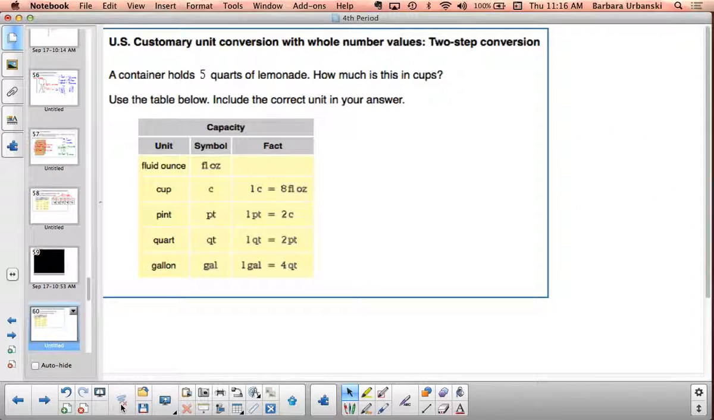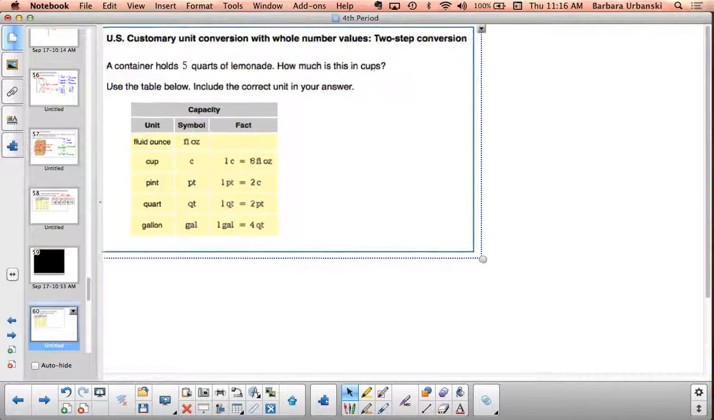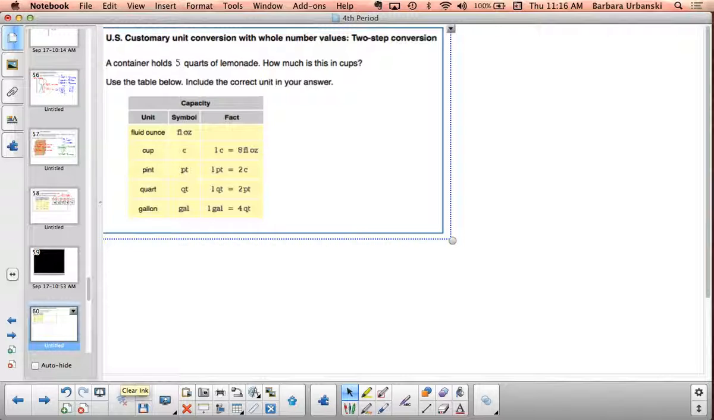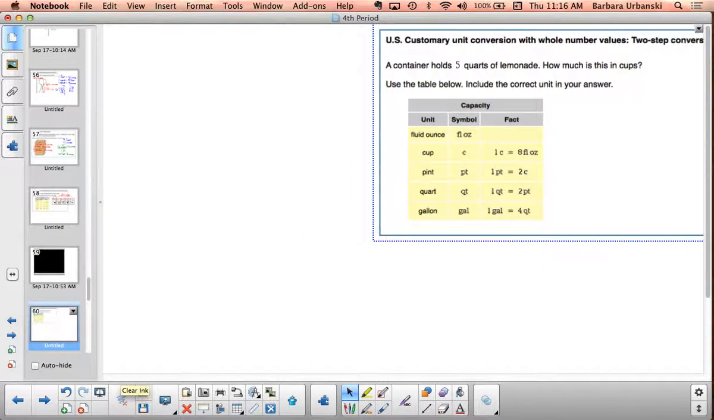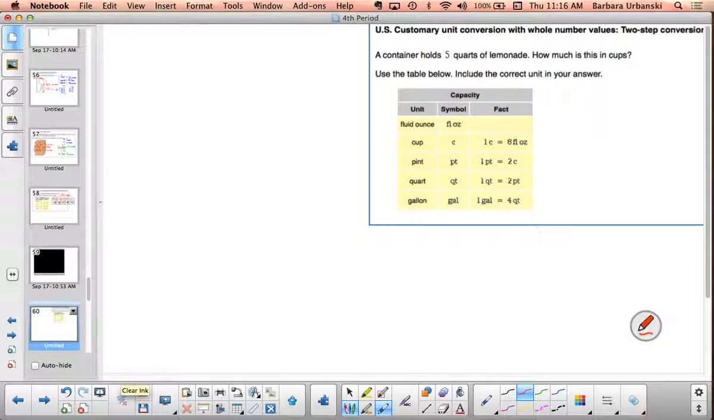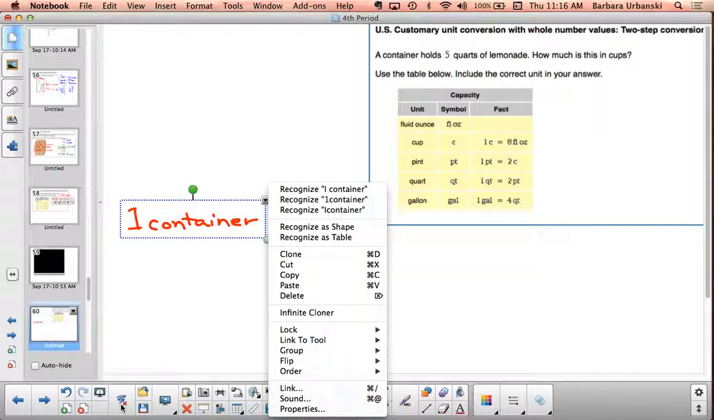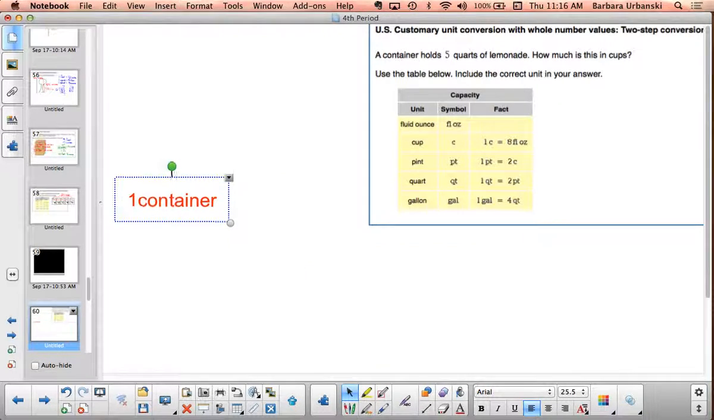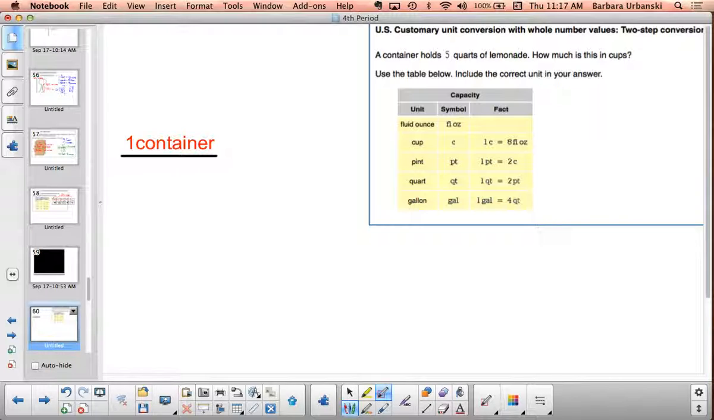That's going to be an important concept right now, because when we're looking at our problem at hand, they're telling us that a container holds 5 quarts of lemonade. So I have one container holding 5 quarts of lemonade. So I could put 5 quarts, which would be easy.